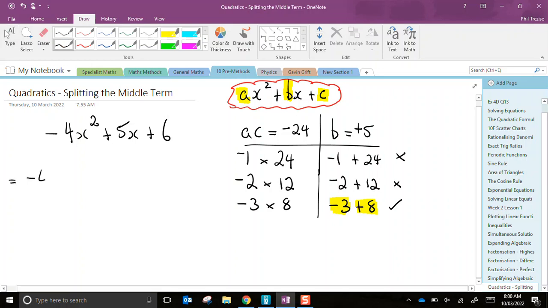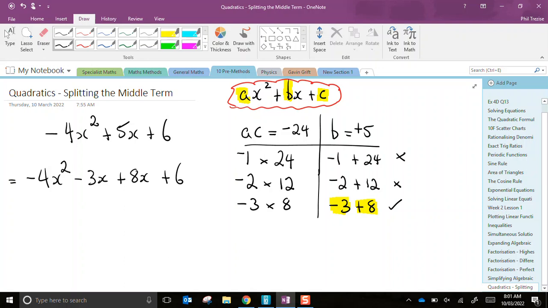So the first term doesn't change. The last term, the constant, doesn't change. But I will be replacing positive 5x with two terms. There'll be negative 3x and then plus 8x. Now, I should say it doesn't matter which way I write those. I could have written them the other way around. Everything will still work okay.